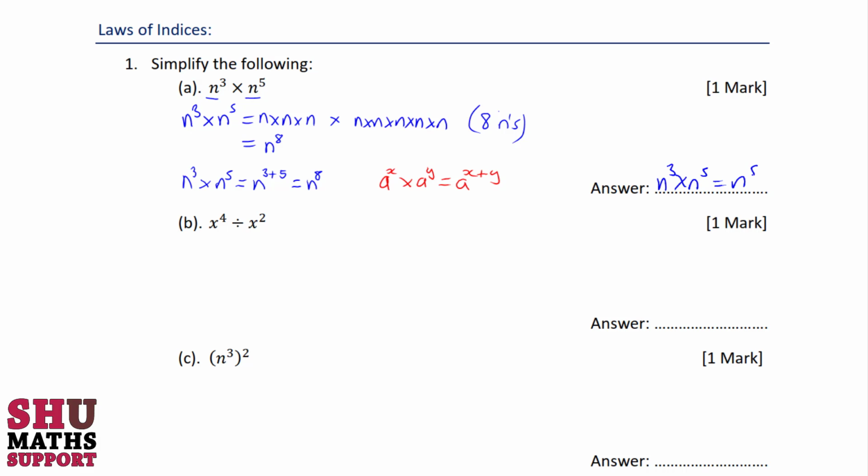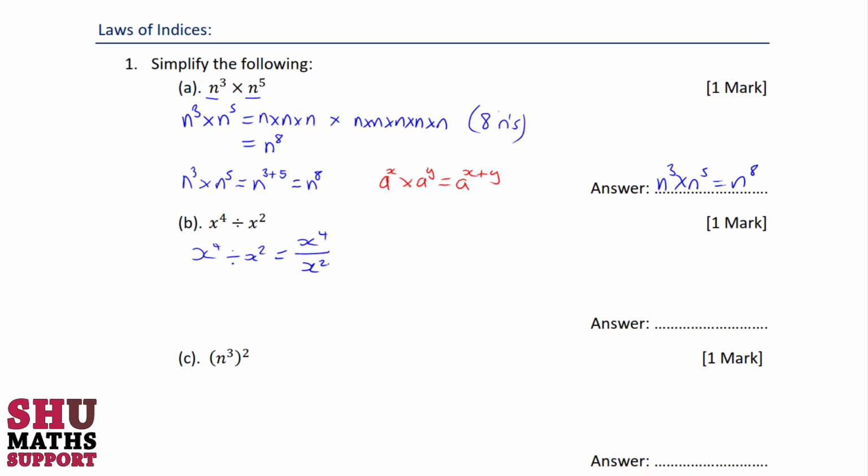So let's move on to another example now. In this case we have x to the power of 4 divided by x to the power of 2. So we're doing the opposite operation than we did before. We did multiplication before, now we're doing division. If we write x to the power of 4 divided by x to the power of 2, this is the same as saying x to the power of 4 over x to the power of 2. It's just a different way of writing it. But when you write it like this, it's a bit easier to see what we could do.